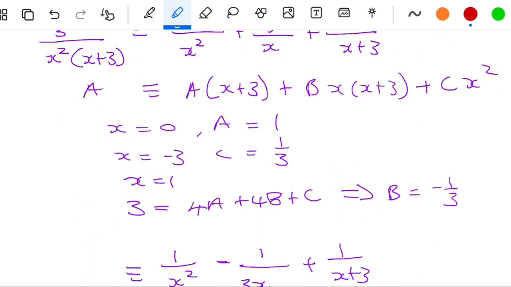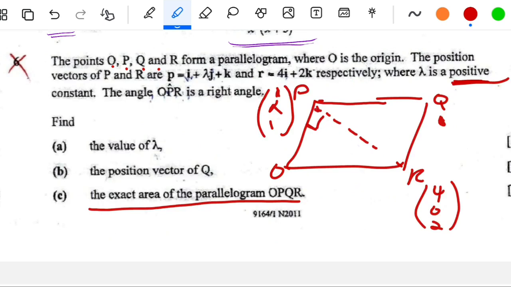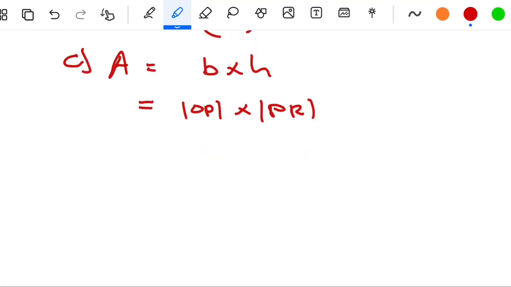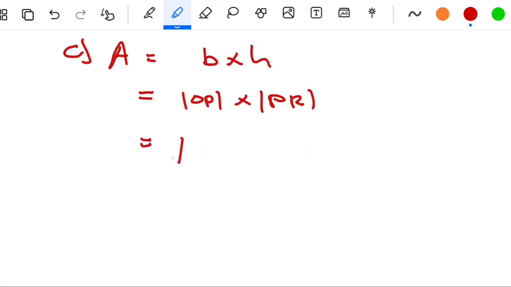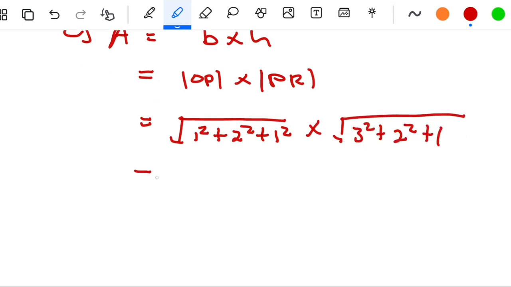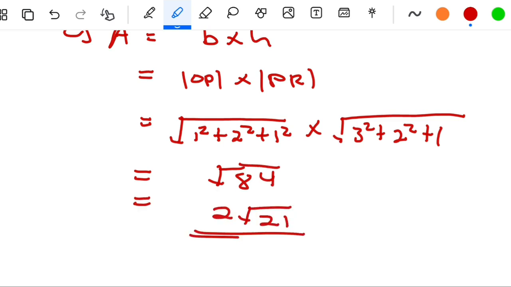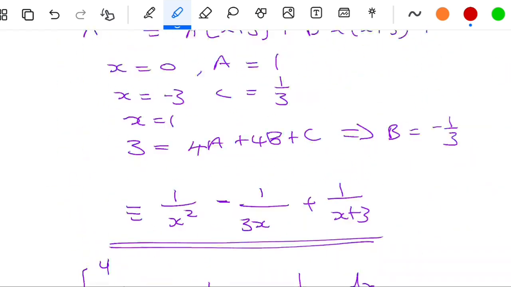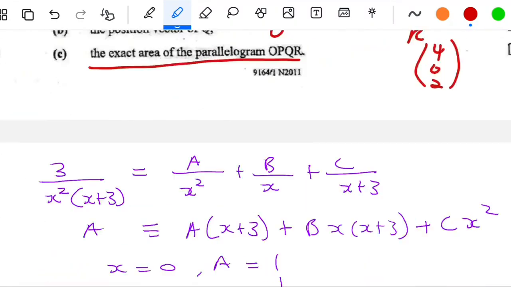Okay, let's go back here. So this is our height here. Then this is our base. What is the magnitude of OP? OP is a root of what? Root of 1 squared plus 2 squared plus 1 squared times magnitude of PR. So if you simplify this one, it's going to give you what? Root of 84, which is the same as 2 root of 21, is our answer. So this is all about number 6.